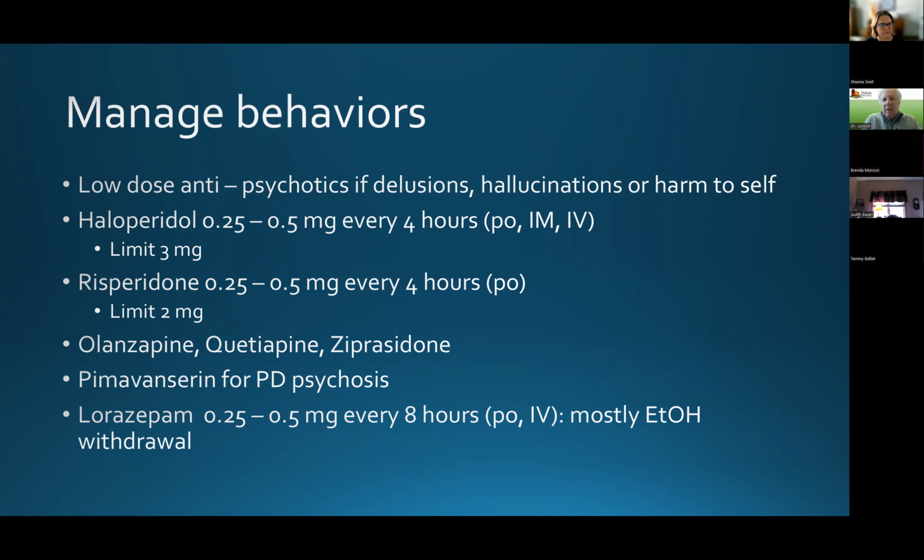You can't write PRN orders for antipsychotics. So it has to be scheduled. And part of the problem is that then once you get it scheduled, there's no de-escalation plan.